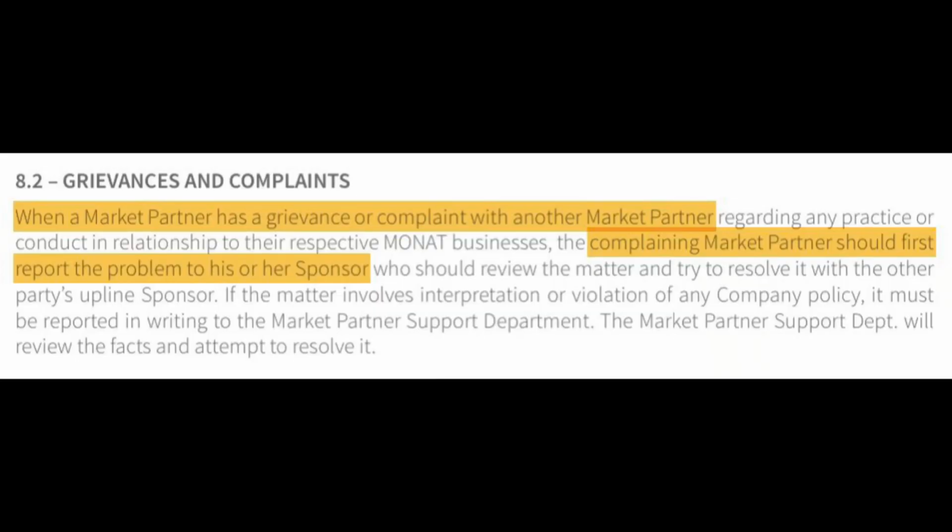So now moving on to section 8.2, which talks about complaints and what you need to do if you need to file a complaint. And it says here that when a market partner has a grievance or complaint with another market partner, the complaining market partner should first report the problem to his or her sponsor. So if I am a market partner and I see that another market partner is doing something that I think is wrong and is against the policy stated in this contract, I cannot go to the other market partner and be like, hey, you're doing that wrong. You could potentially do that, but that's not right.